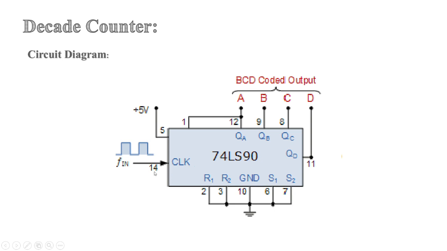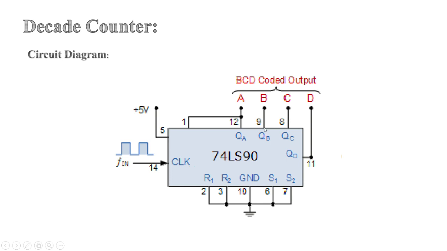Pin number 14 is connected to the clock, so that you can give it from the frequency in the trainer kit. Pin number 5 is connected to VCC, that is plus 5 volts. Pin numbers 1 and 12 are shorted, and that is given to the 7 segment of A.